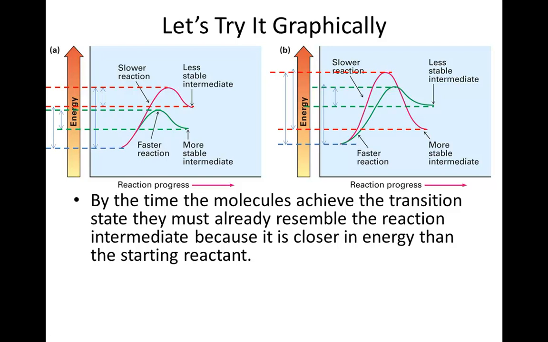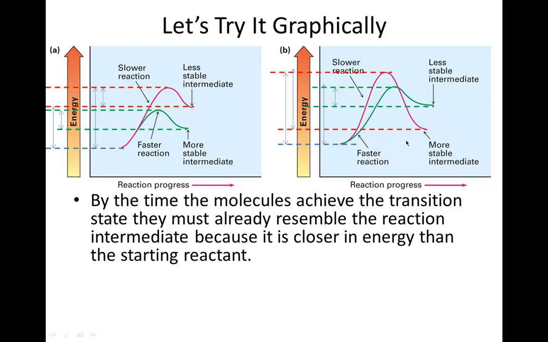Okay, now that was for an example of a fairly fast reaction. Same thing for a slower reaction. Still, it doesn't matter how long it takes you to get there. By the time you get to the top of this hill, the difference between that value and the destination, which is the end of the first step, is smaller than from where you started. So in either case, the transition state must already look a lot like whatever this is that's the reaction intermediate or the product of that step.